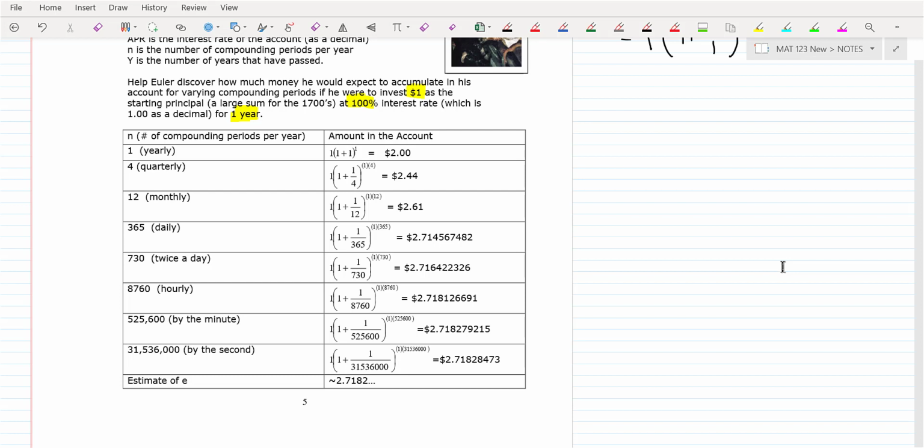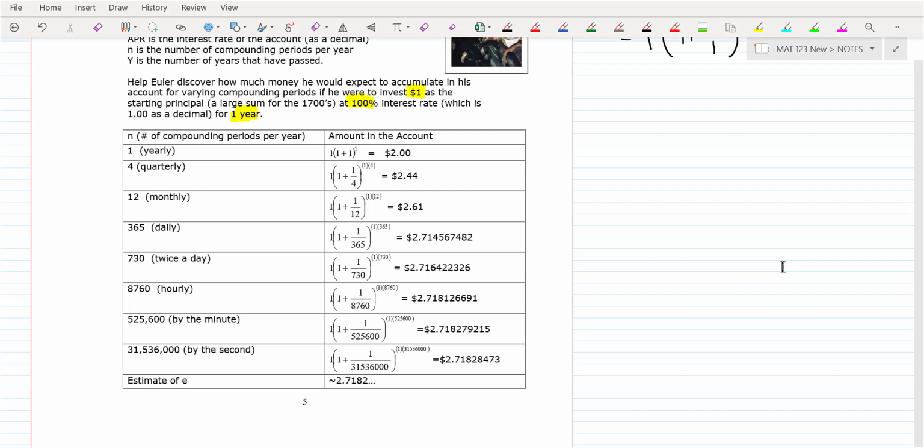So what happened is when Euler did this, he began to discover that this thing is approaching a certain value, and the value of e, we call it e because it's named after Euler, whose last name begins with E, is a number that's approximately 2.7182, and then the decimals repeat forever like pi does.